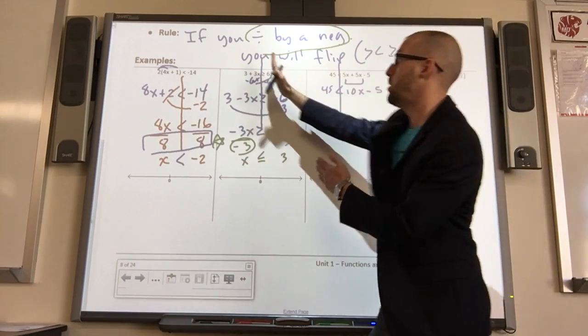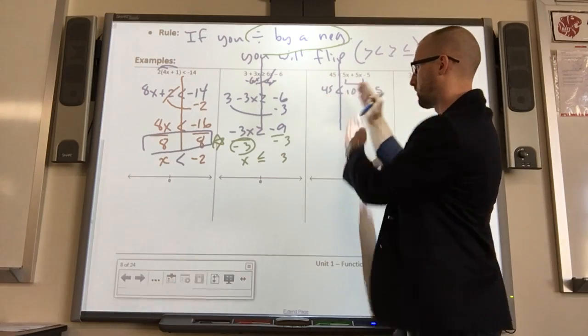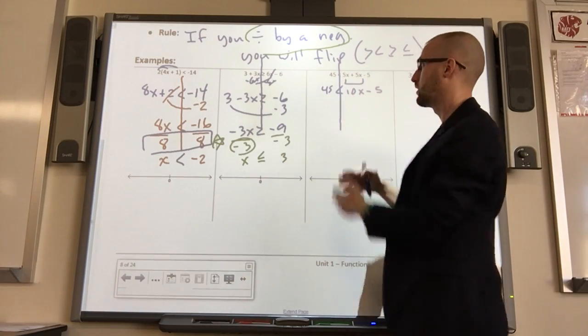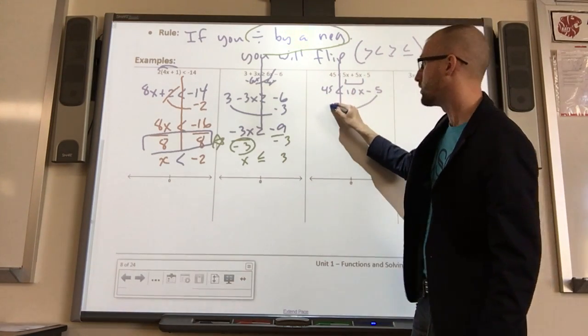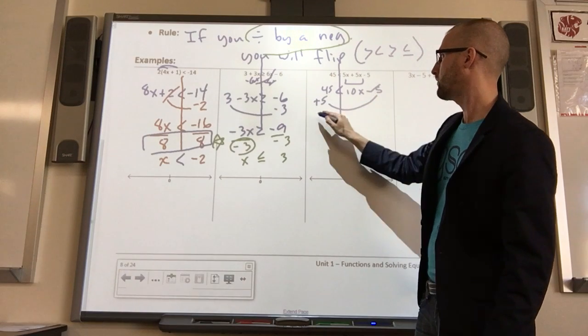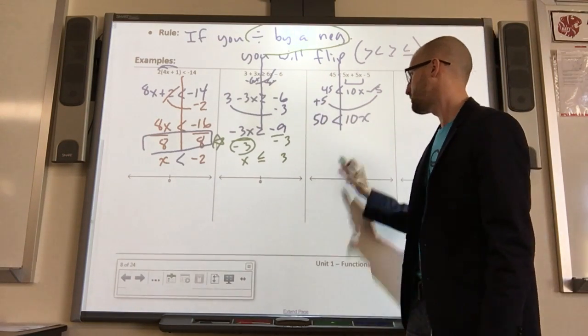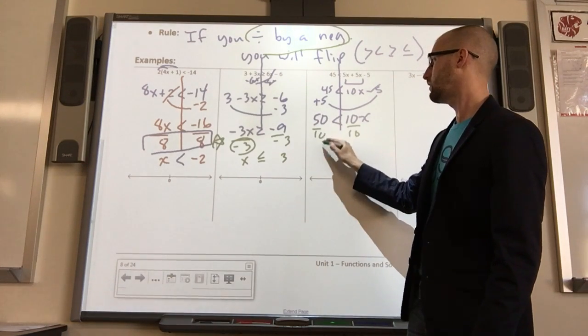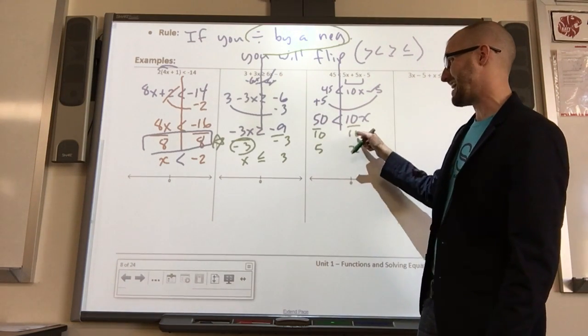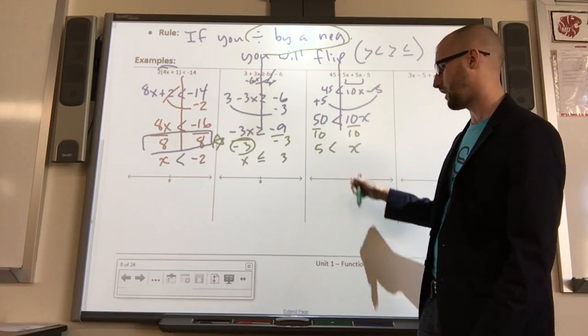Okay, because we didn't have to move it to the other side. They're on the same side, that's why they're not changing. Okay, this, however, does need to go over there. It changes to plus 5. I get 50 less than 10x. Divide both sides by 10, gives me 5. I did not divide by a negative, so this sign stays the same.